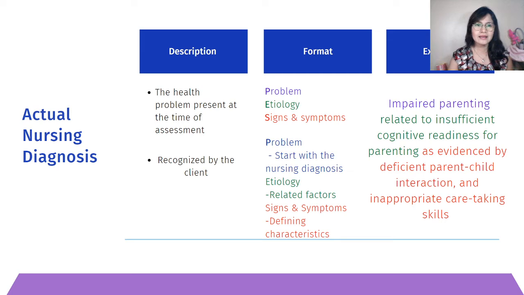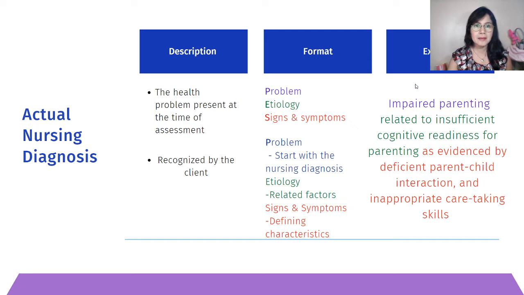And then, take a look at the etiology. Etiology are related factors. So, what seems to be present or what is being experienced by the client. And then, you connect the signs and symptoms, or defining characteristics, that made you say that the problem is really existing. Let's take a look at the example.